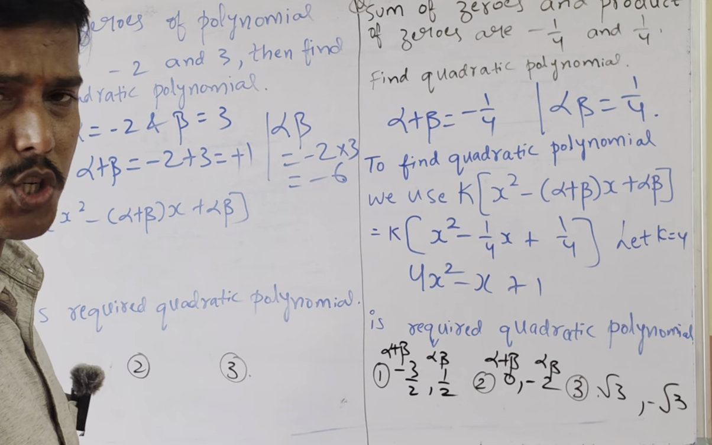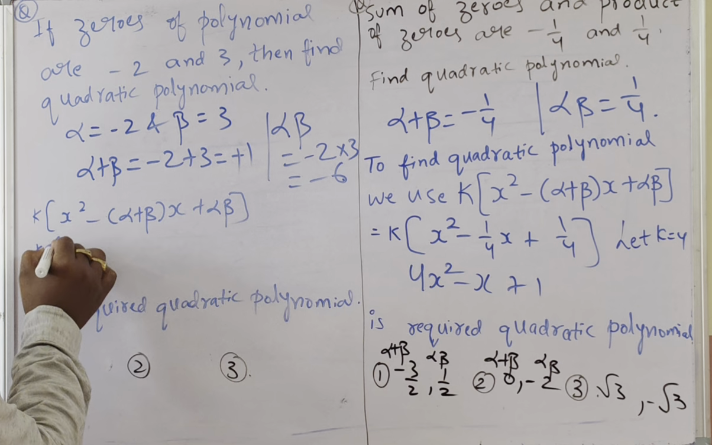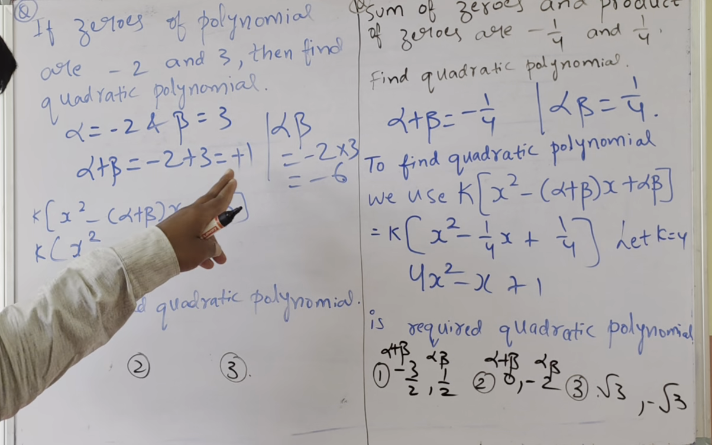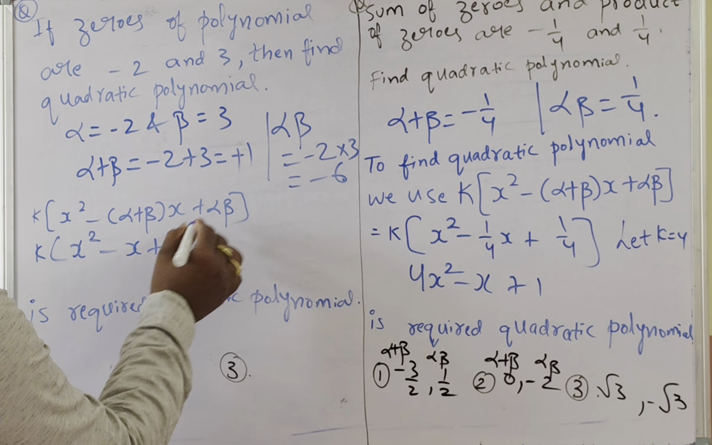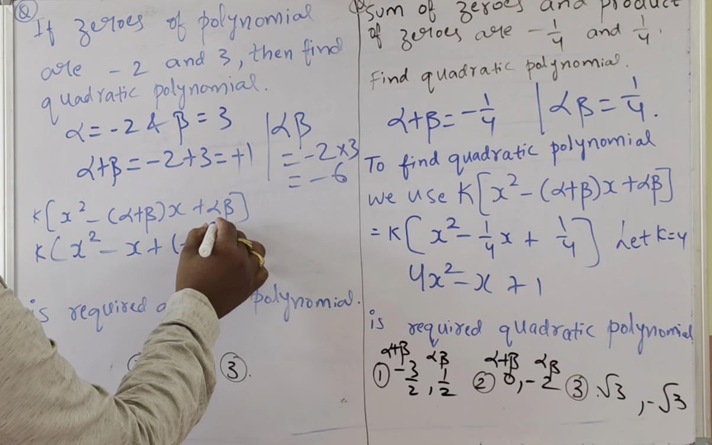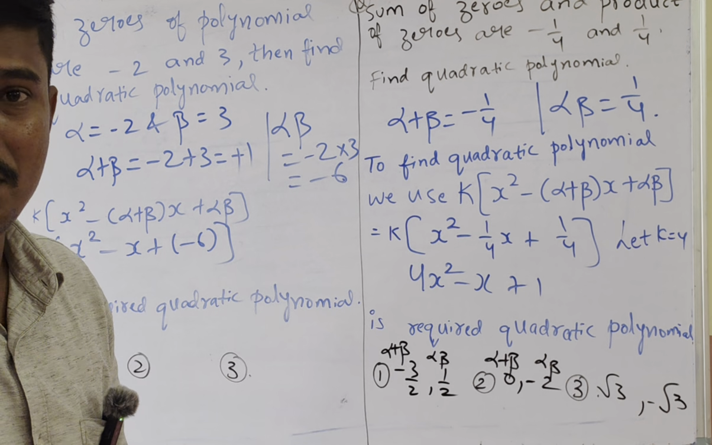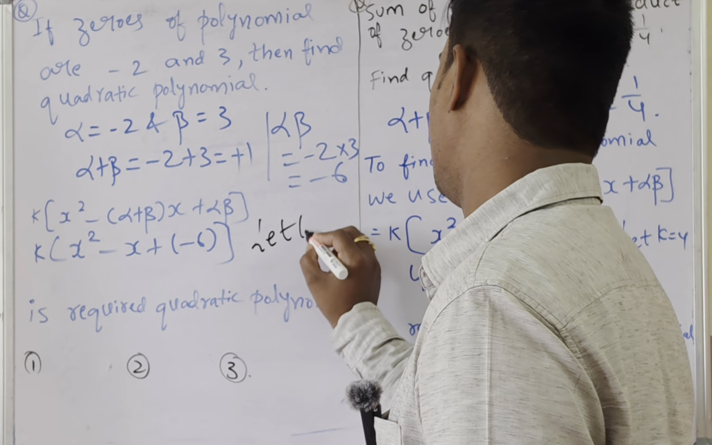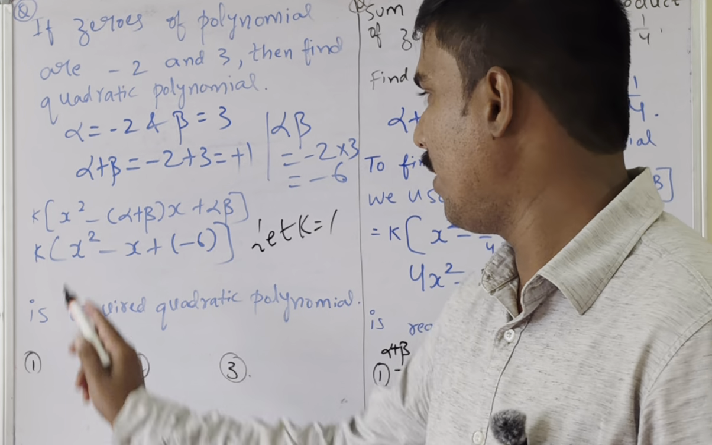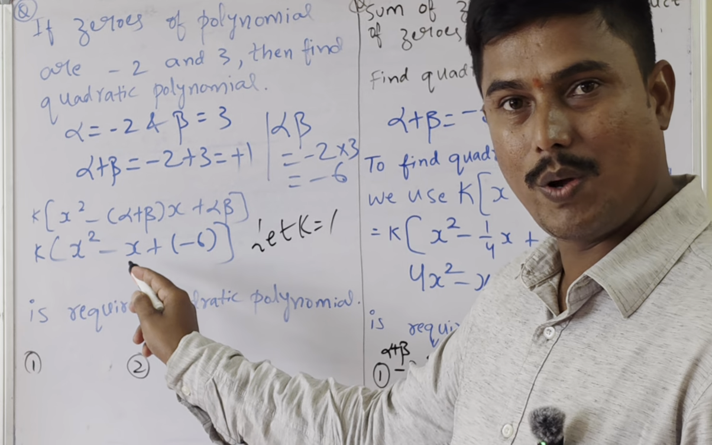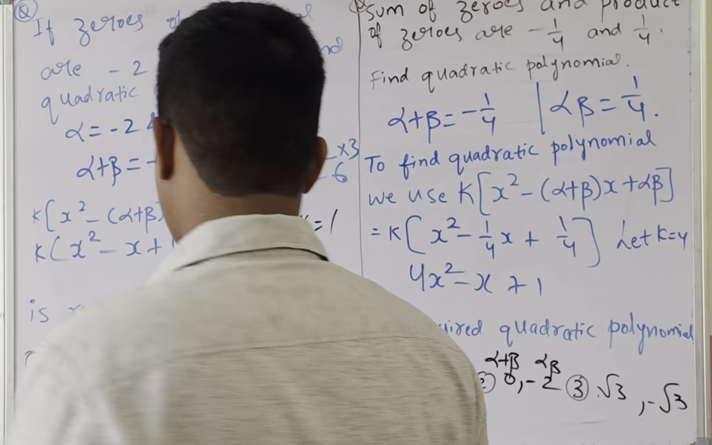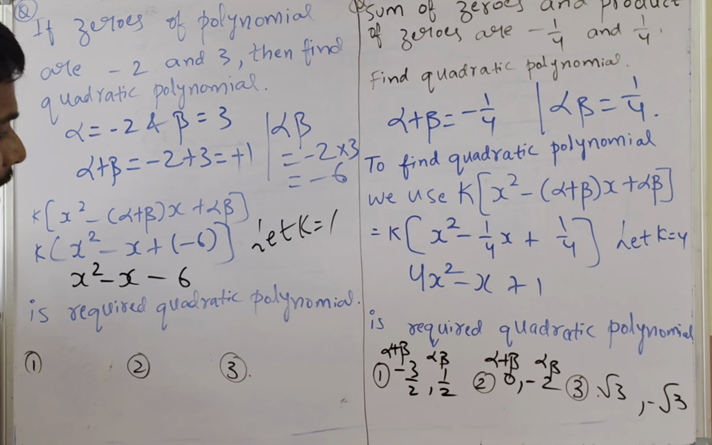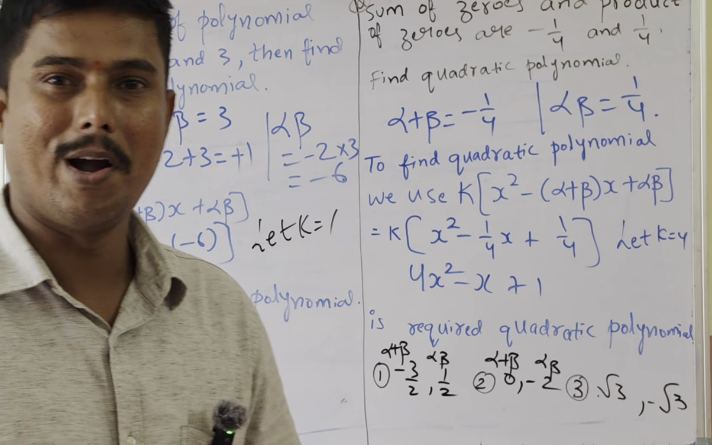Now substitute. K is a constant. X squared as it is, minus alpha plus beta, which we got as 1, so 1x, nothing but x only. Alpha into beta is minus 6, so plus of minus 6. Now in the denominator nothing is there, which means we should take k as 1. So let k equal 1. When k is 1, 1 into x squared, 1 into x, plus into minus. So what are we going to get? x squared minus x minus 6 is our required quadratic polynomial.